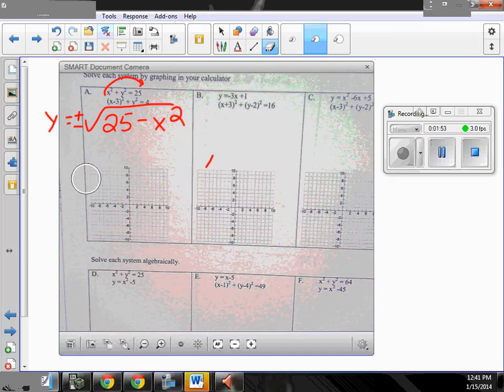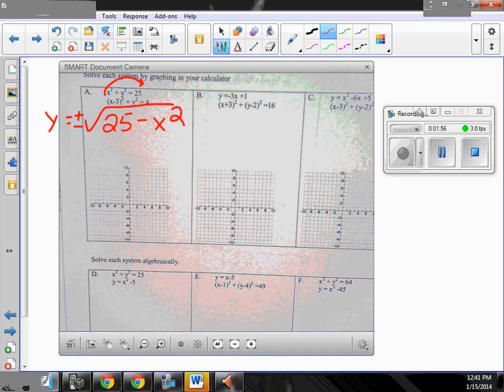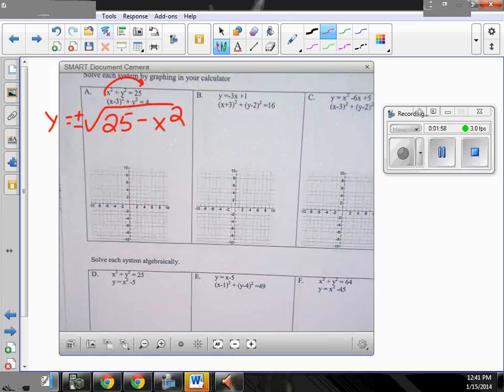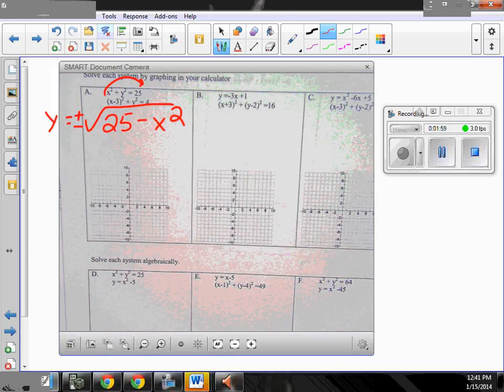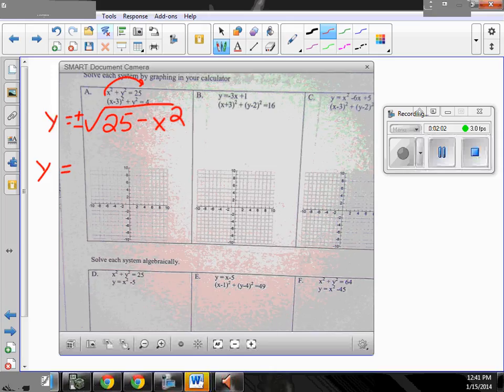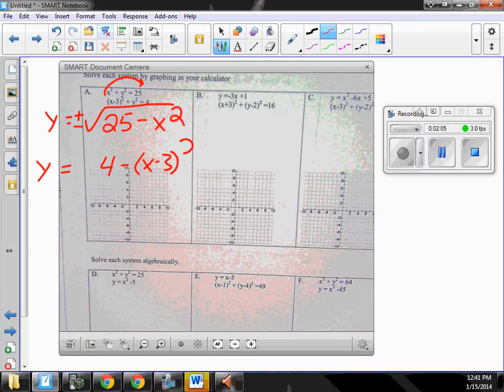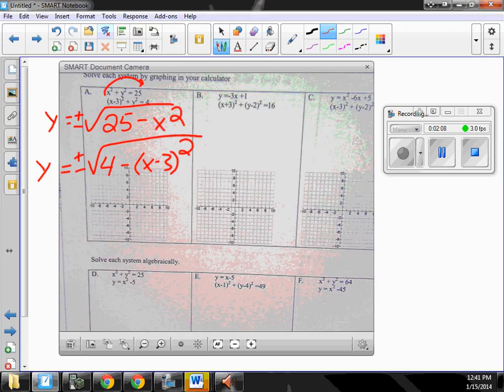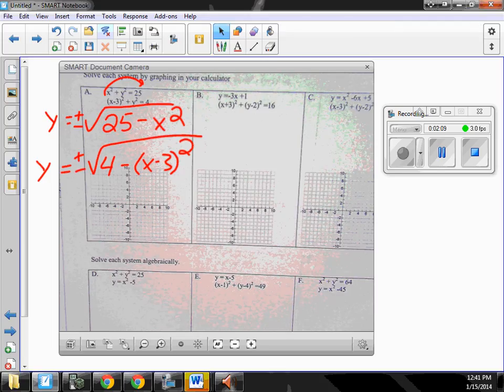So that's the first equation. The second equation, we're going to subtract the x minus 3 squared. So I get y equals 4 minus x minus 3 squared. Then I take the square root. Everybody okay with that? So let's plug these into our calculator.